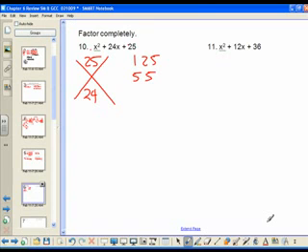Which means, is there any way either of these pairs is going to add up to give me that? No. So this is prime. It cannot be factored.